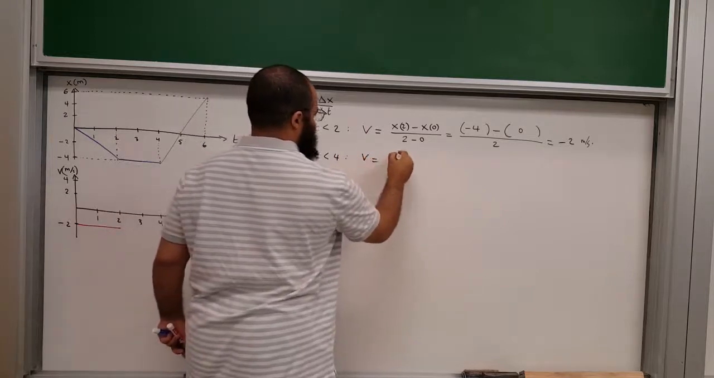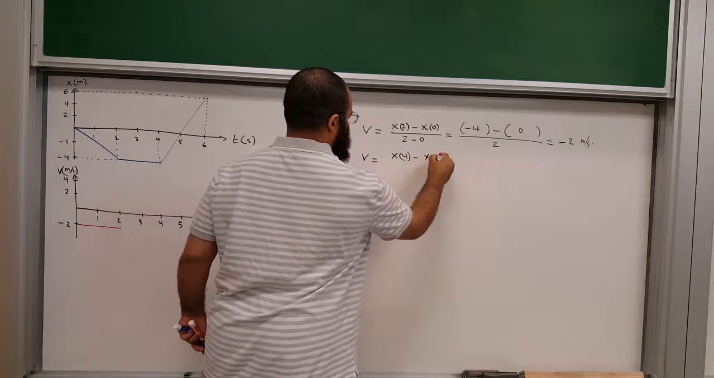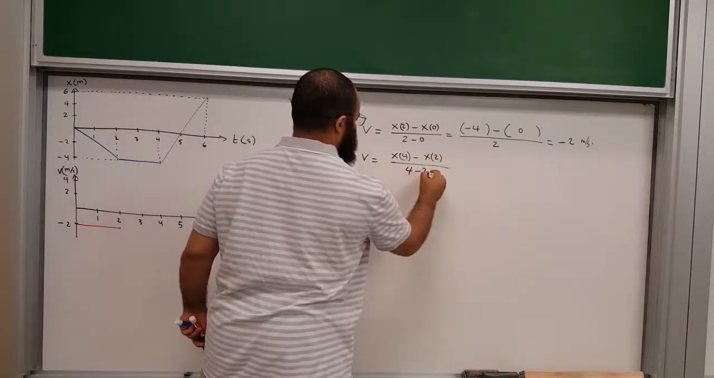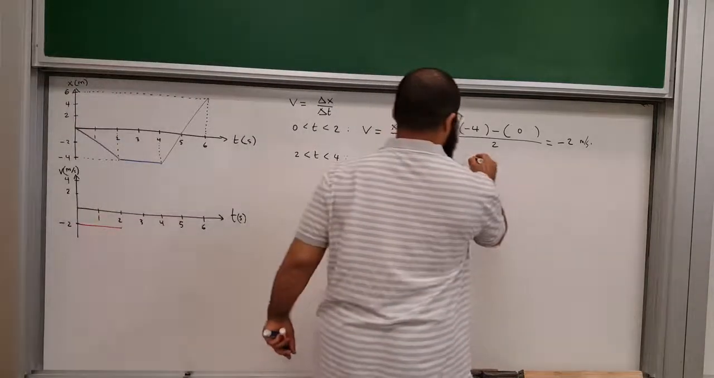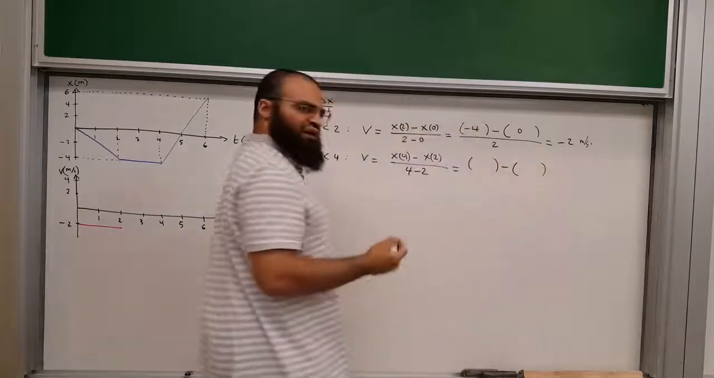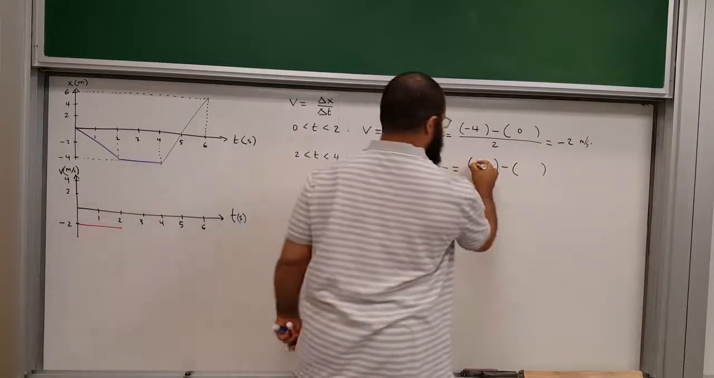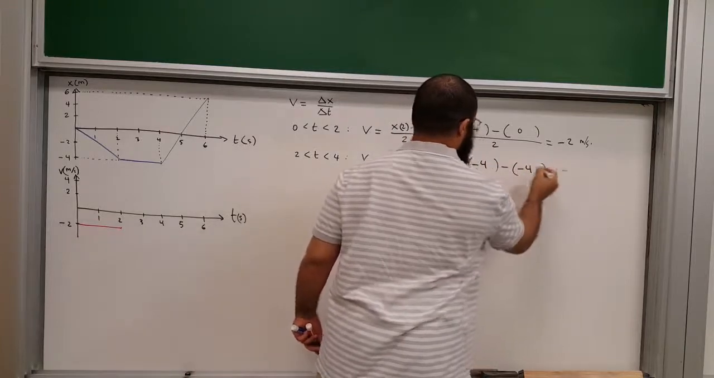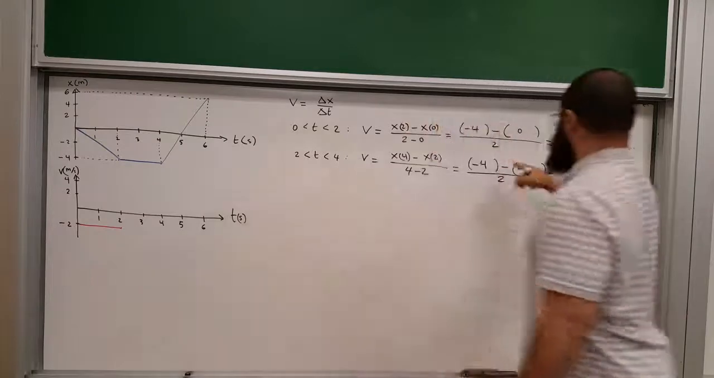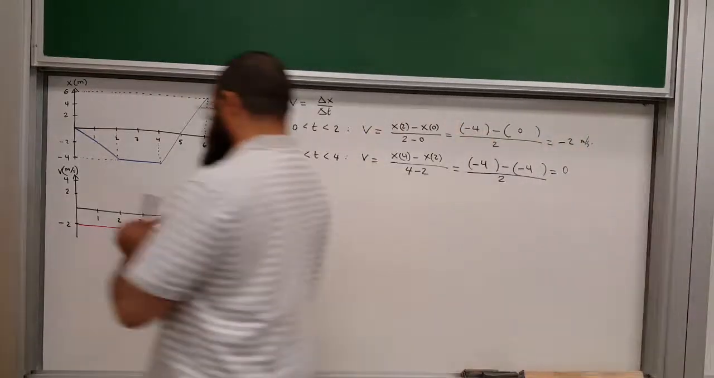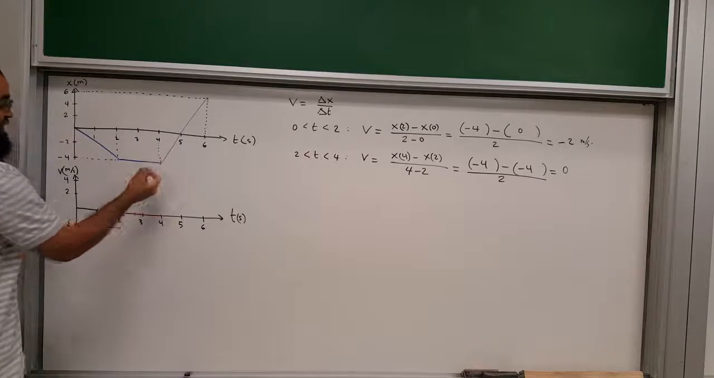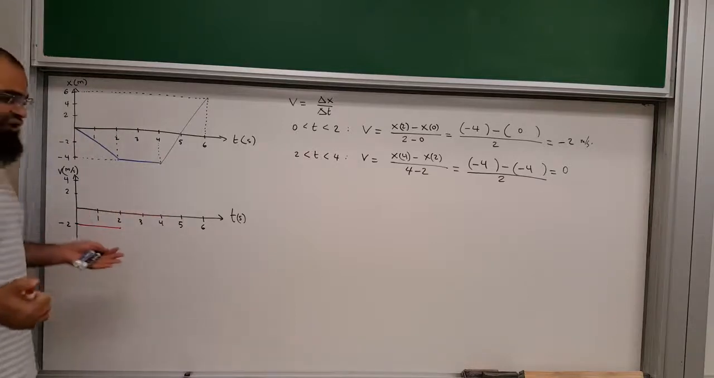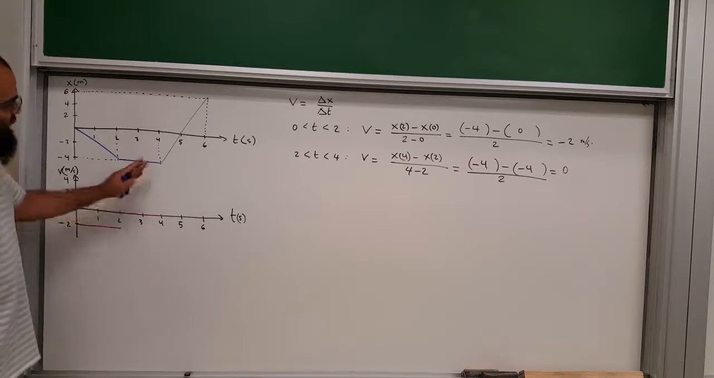The average velocity will be x at 4 minus x at 2, divided by 4 minus 2. What's the position at 4 seconds? At 4 seconds it's -4, and at 2 seconds it's also -4, so it didn't change. I always like to put parentheses like this so you don't confuse the minus signs. So it'll be -4 minus -4. Well, a number minus itself will be 0. So the velocity here is actually 0, which makes sense. The object hasn't changed its position. It just went to x equal to -4 and just stopped there. It's not moving.